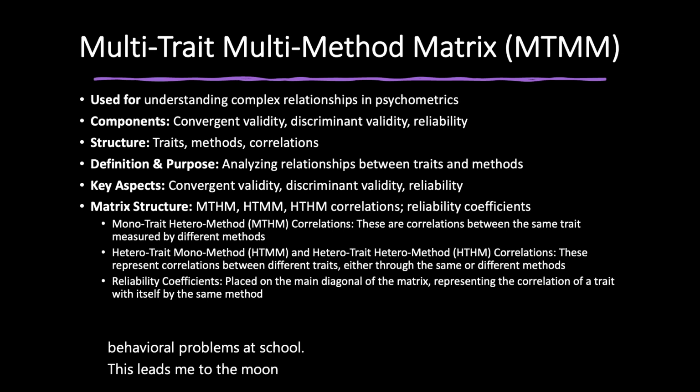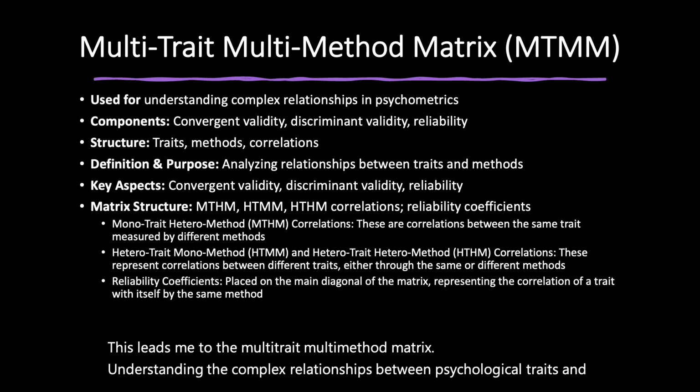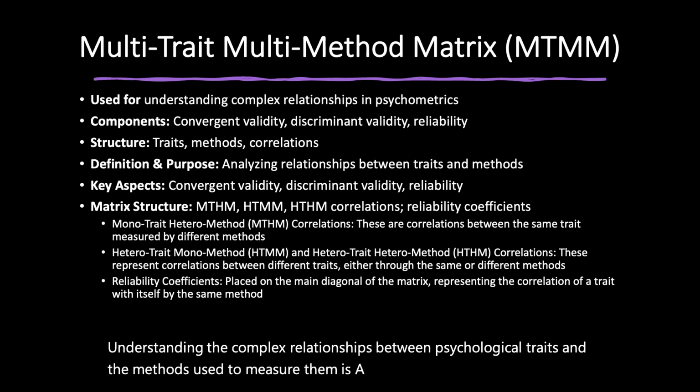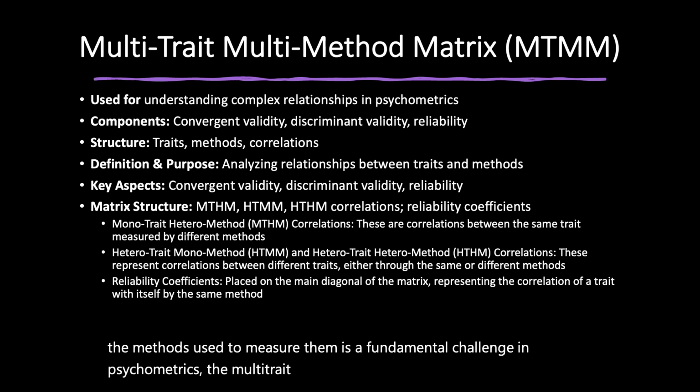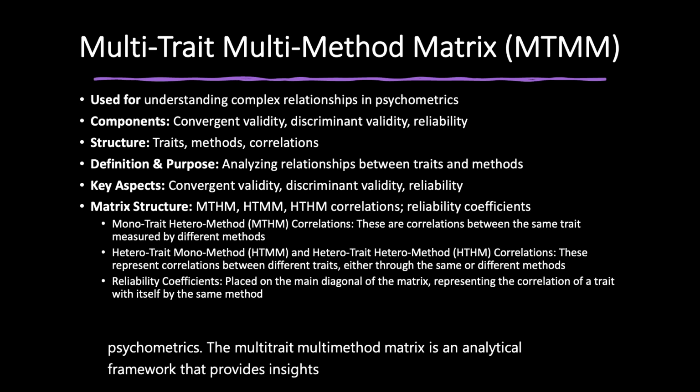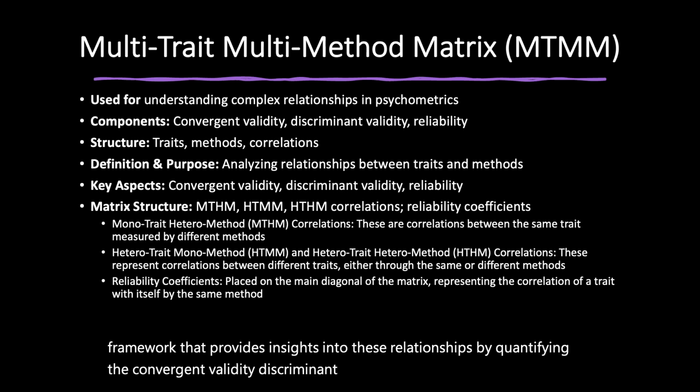The multi-trait, multi-method matrix. Understanding the complex relationships between psychological traits and the methods used to measure them is a fundamental challenge in psychometrics. The multi-trait, multi-method matrix is an analytical framework that provides insights into these relationships by quantifying the convergent validity, discriminant validity, and reliability.